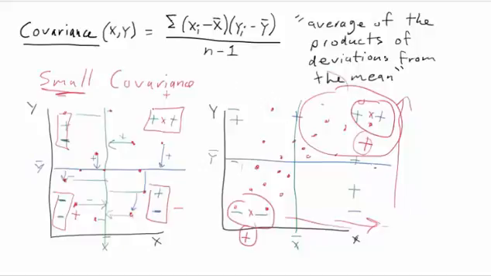So over here on this side, we're going to have large covariance. The upshot of all of this is that covariance is going to be a pretty reliable indicator of the strength of a relationship between two variables.